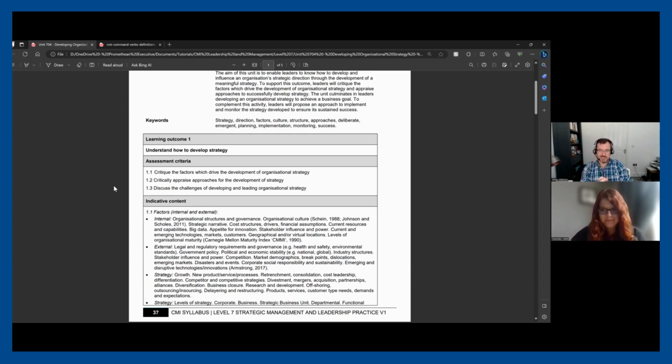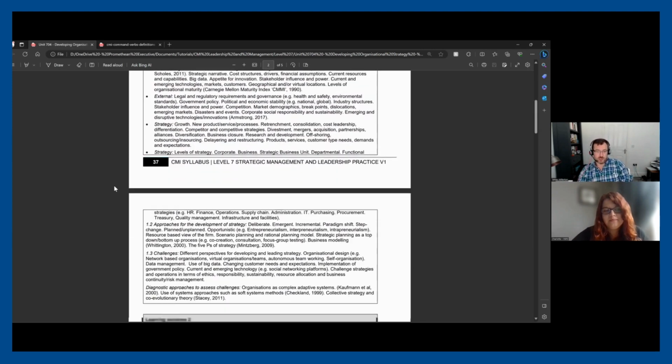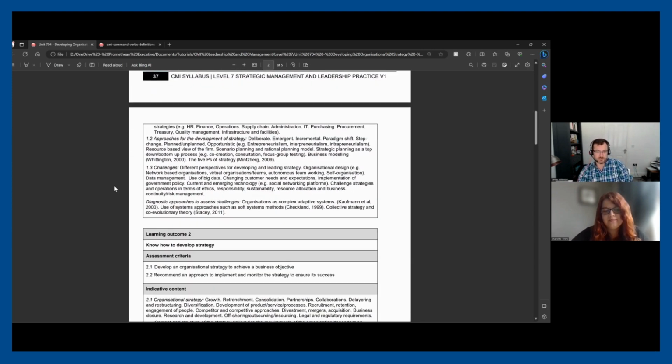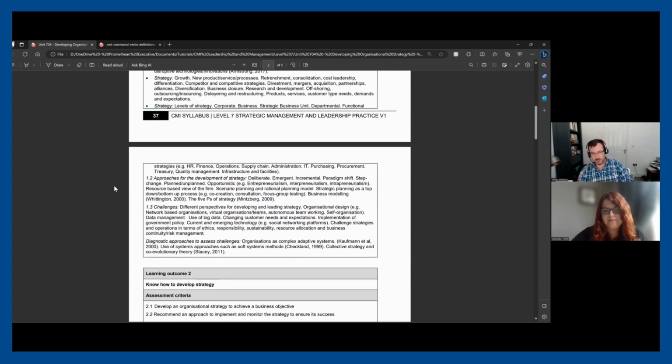Oh, okay, right. So 1.2 is to critically appraise approaches to the development of strategy. If we look at the indicative content, we mention deliberate, emergent, incremental. These could relate to Henry Mintzberg's approach to strategy as a more agile, stepped approach rather than a big, project-based approach, being more conscious that the environment is going to change to an extent as you go along. How do we deal with that change?